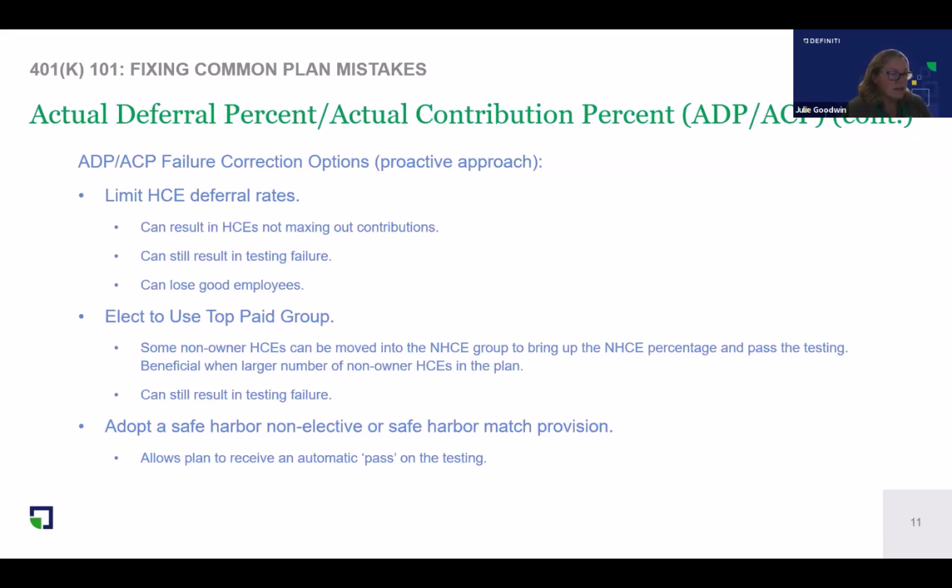You can elect to use the top paid group, which is a document provision. If your plan doesn't use this, we can look at it. It would be an amendment to the plan. Sometimes this can help, but sometimes it can still result in a testing failure. And then lastly, one of the proactive items that you can do is adopt a safe harbor non-elective or a safe harbor match provision. When you use one of these provisions, you get a free pass and your HCEs can defer as much as they want. Safe harbor non-elective and safe harbor match are required contributions every year.